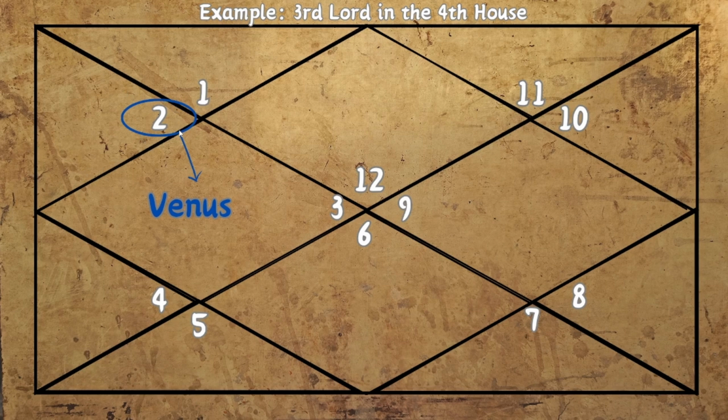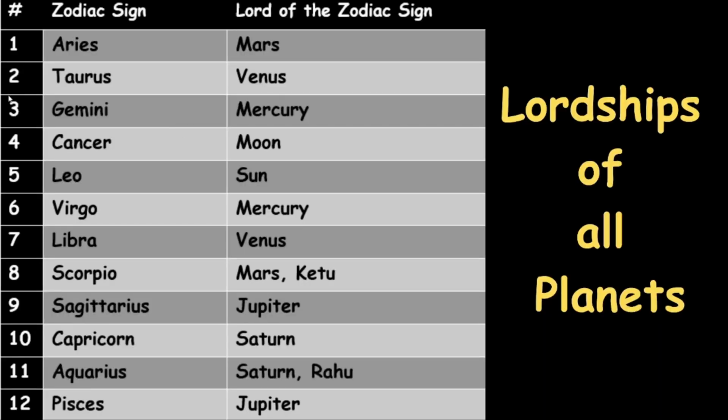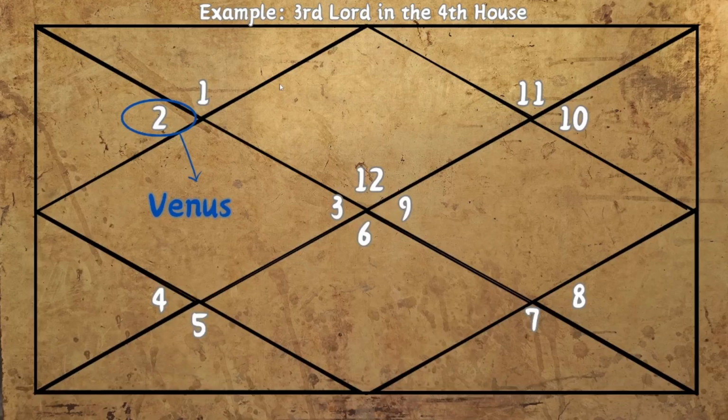Now what is 2? If we have a look at the table, then 2 is nothing but the Taurus zodiac sign. And who is the lord of Taurus zodiac sign? It is Venus. So what you will say then is, the lord of the third house is Venus, because it is the lord of the Taurus zodiac sign. But where is Venus placed? Venus is placed in the fourth house of the birth chart. So this is how you will conclude that the third lord is in the fourth house.